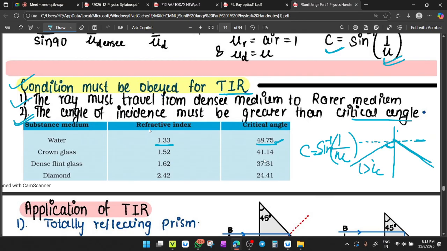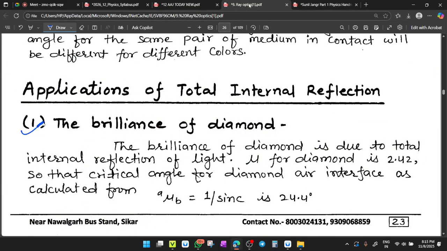For crown glass, the value of C is equal to 41.14. For dense flint glass, it is 37.31. And for diamond, it is very less, 24.41 degrees. Clear or not? So for diamond, the critical angle is very small. Clear? Yes. So what happened? This is the reason behind the brilliance of diamond. Yes, the critical angle is here only 24.4 degrees.